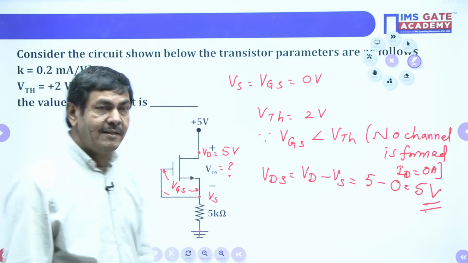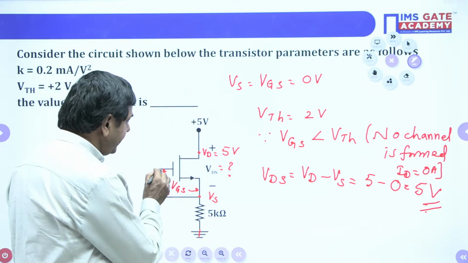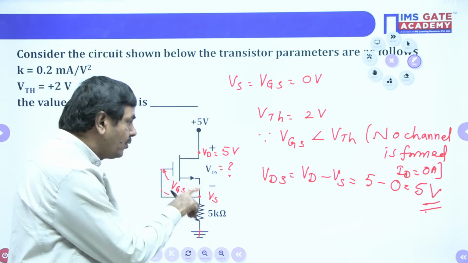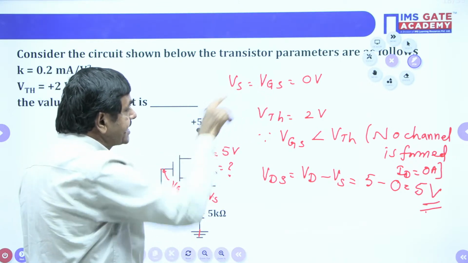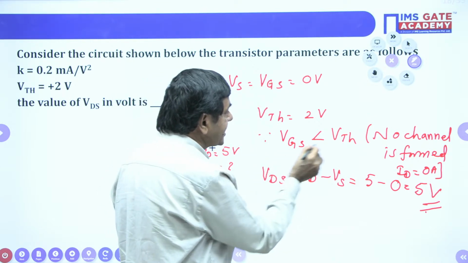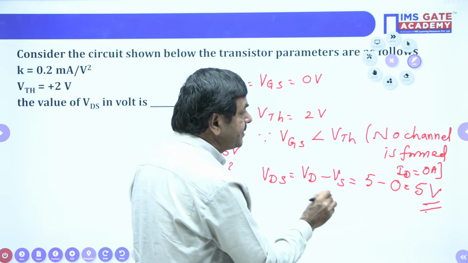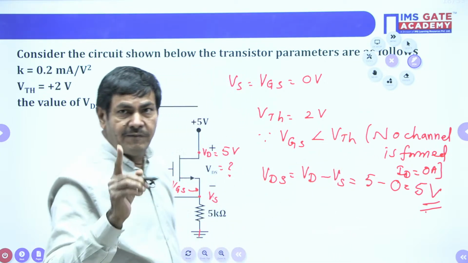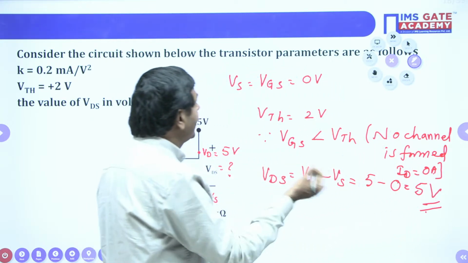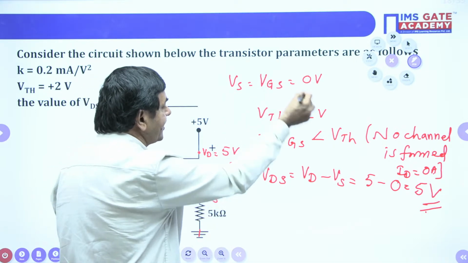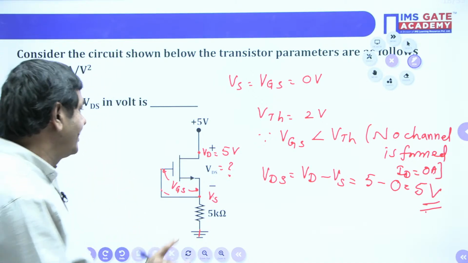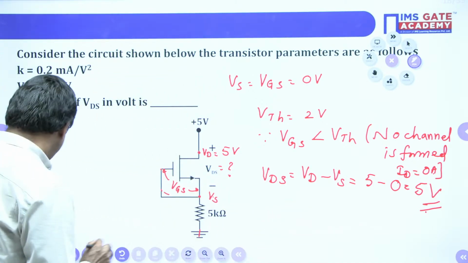Followed or not followed? Once again, I am repeating. Gate and source are short circuited. As it is short circuited, VGS is 0 voltage only. When VGS is 0, VTH is greater than VGS, so VGS is less than VTH, which means the MOSFET is in off state. Whenever the MOSFET is in off state, ID is 0 amperes. When ID is 0 amperes, VS is also 0. Finally, we get VDS as 5 volts only. Yes, next question I will give, no problem. That way we can get the answer. Understand now? Yes, we can go to the next question.